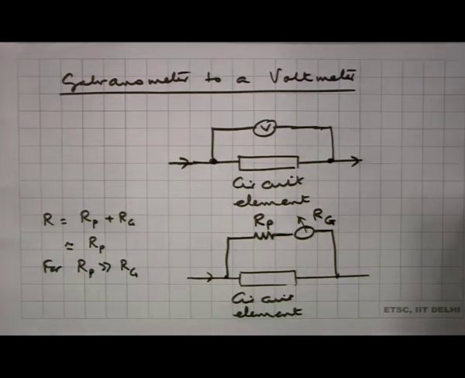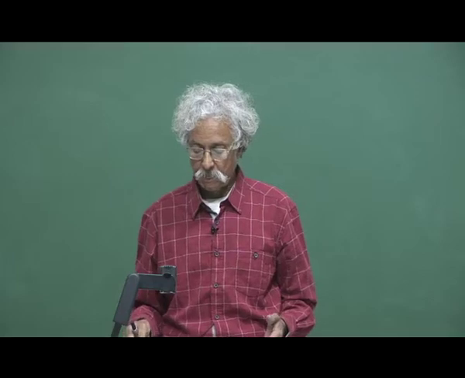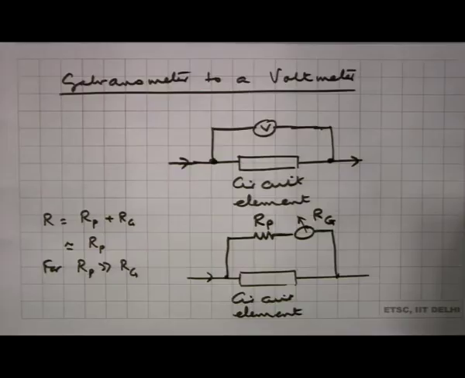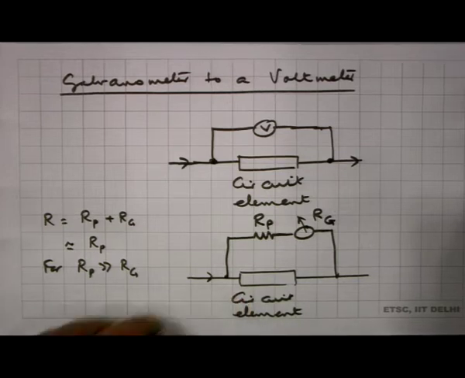So, if I connect a very high resistance in series with the galvanometer, the total resistance of this Rp and Rg combination is very large, and when that is very large, connecting this to the circuit should not much alter the current passing through the circuit.